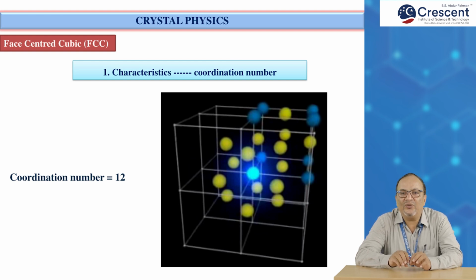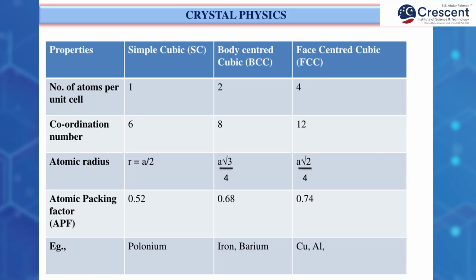The reference atom is blue, and the equidistant atoms are represented here in yellow. When you take the x, y, z planes, each plane has 4 face-centered atoms: x plane 4, y plane 4 and z plane 4. 4 plus 4 plus 4, totally 12. Now can you see the number of atoms: simple cubic 1, body centered 2, face centered 4. The coordination numbers are 6, 8 and 12 respectively.